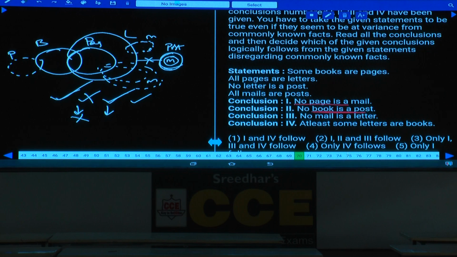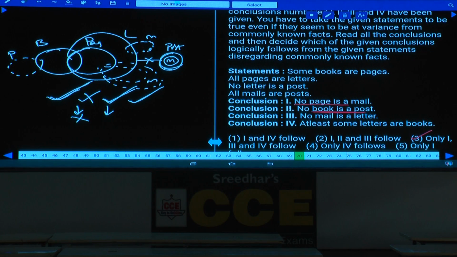Then what is your answer here? 1, 3 and 4 definitely follow. 1, 3 and 4 choice please. Choice 3. Now this is about question number 66 to 70. Done with these 5. Then 71 to 75.